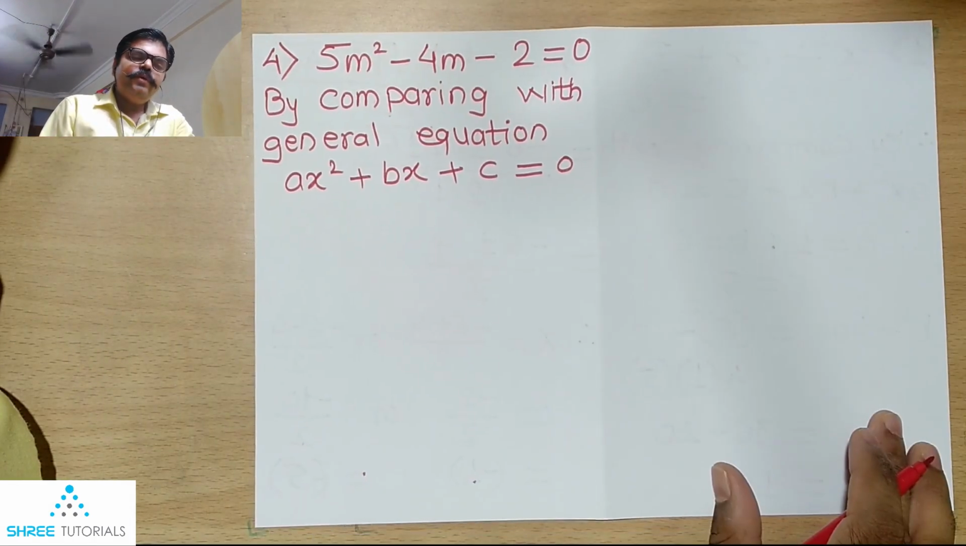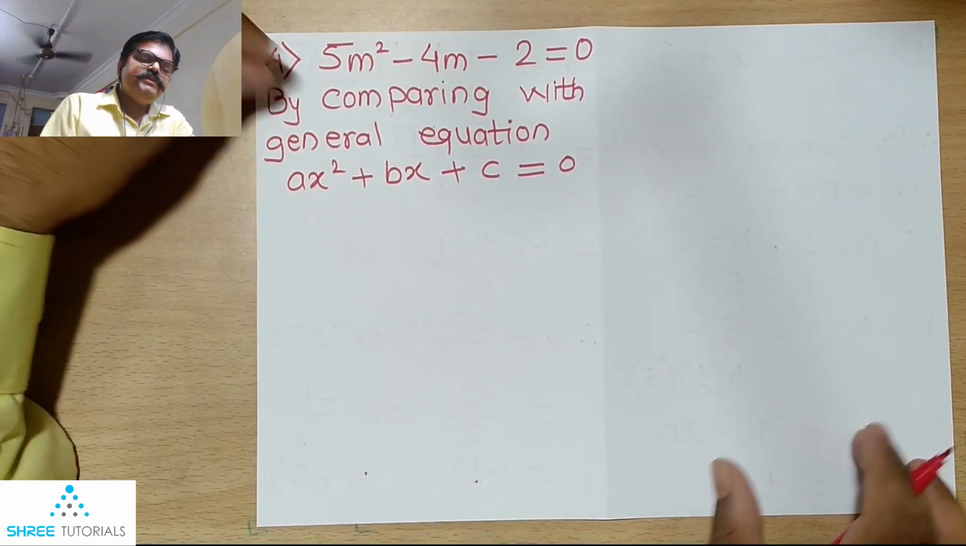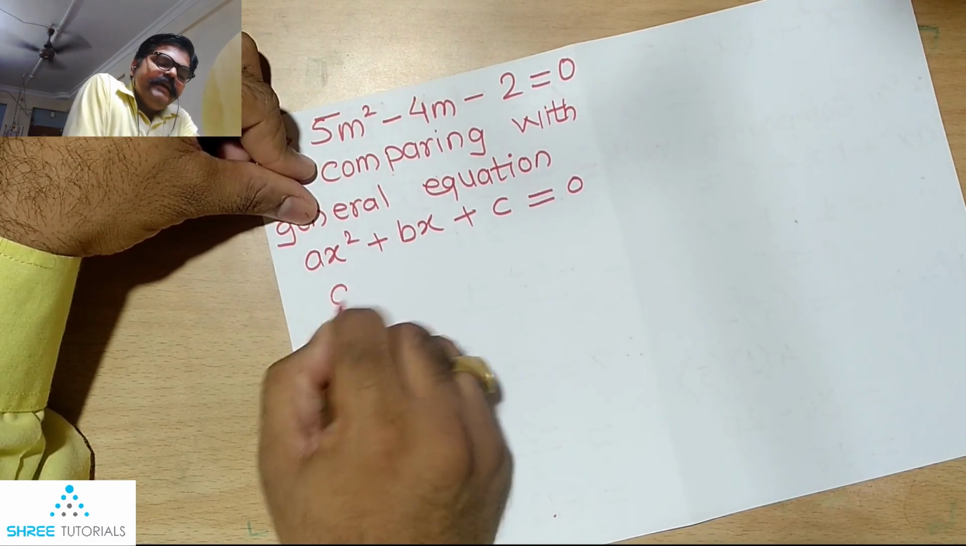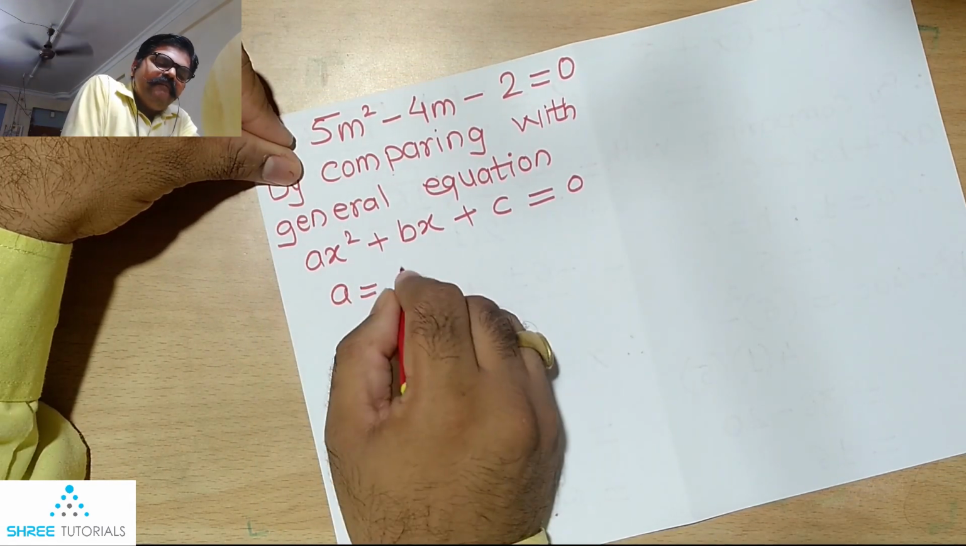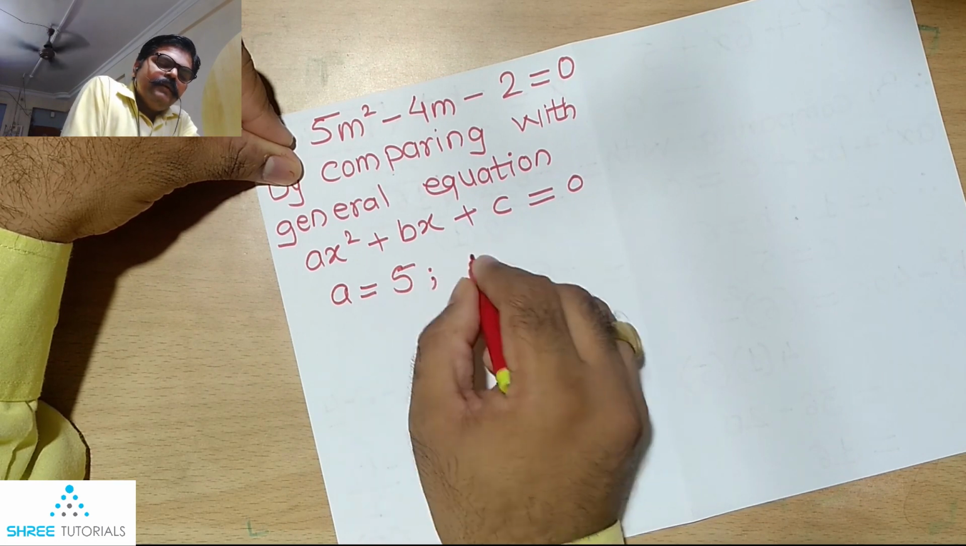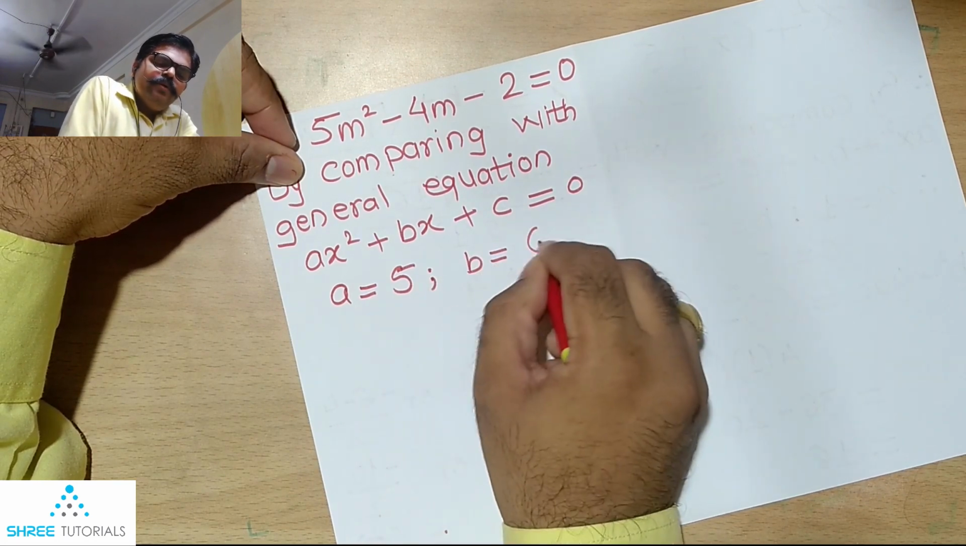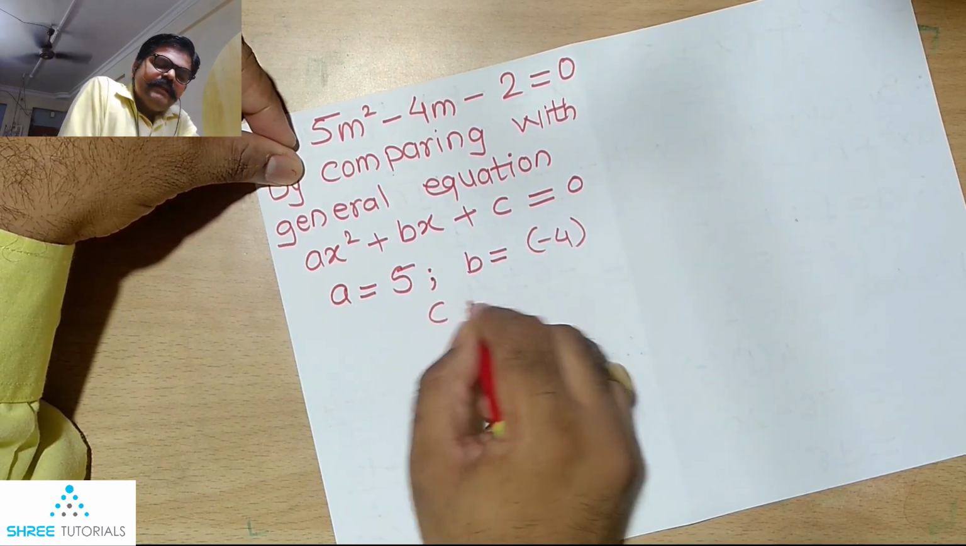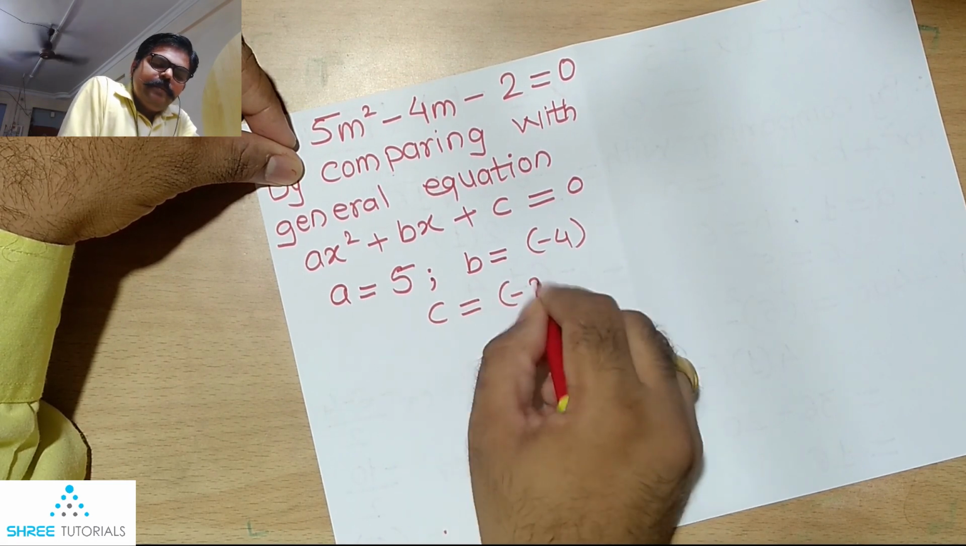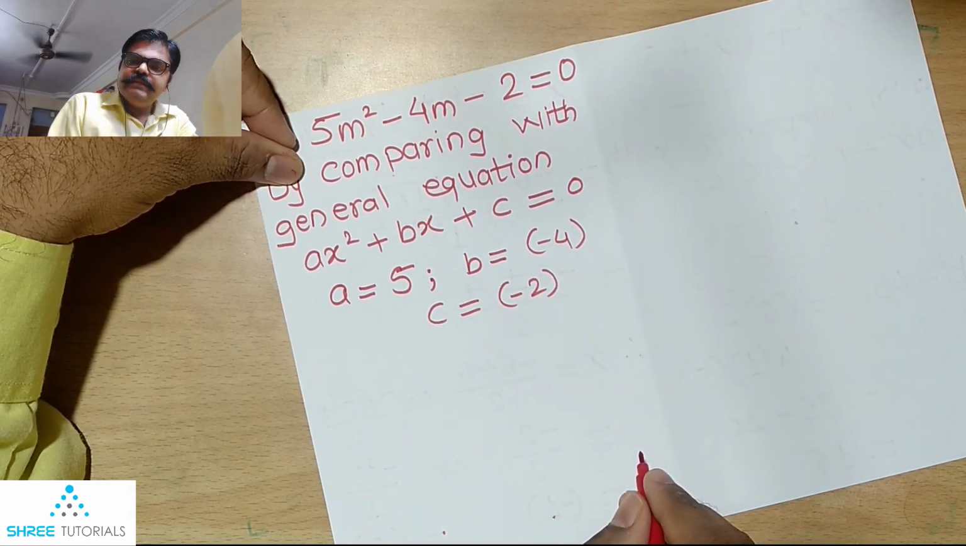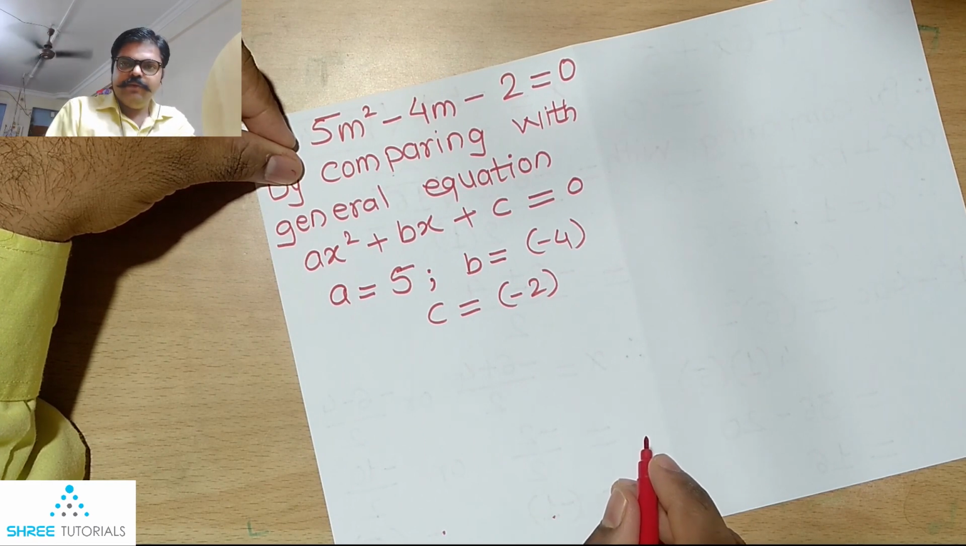Once we are going to compare these two equations, what we will come to know is that a's value is equal to 5, b's value is equal to -4, and whereas c's value is equal to -2. These three constants we have calculated so far.